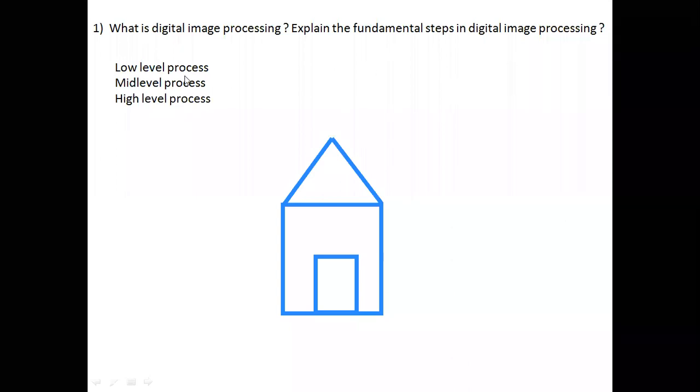The first one is low level processing. In case of low level processing, the input would be an image, you carry out some processing operation, and the output will also be an image. A simple example is when you take a photograph and it is not clear: we adjust the image contrast and increase the brightness. All this comes under low level processing. The input is an image, and after processing, the output is also an image.